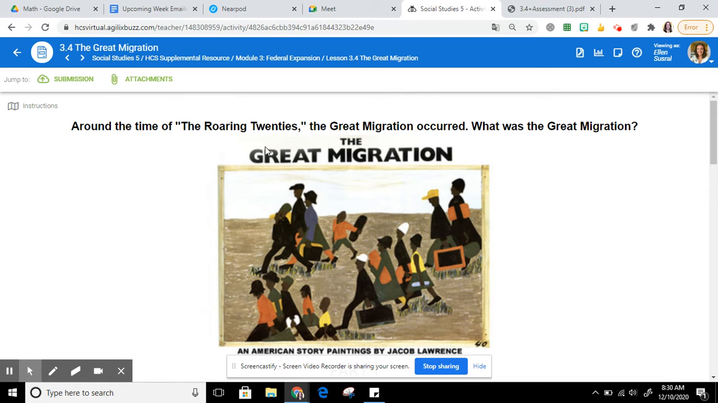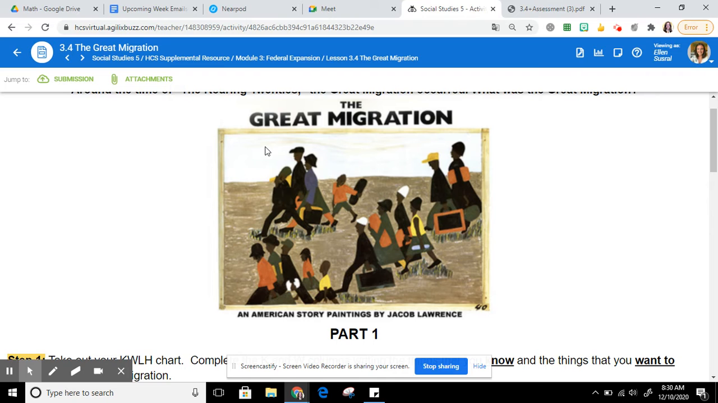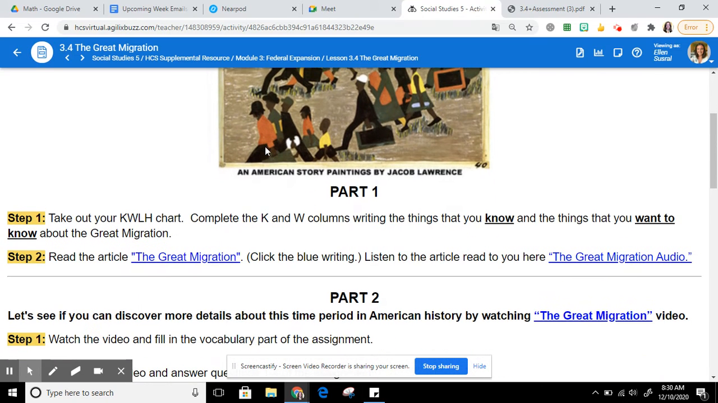So around the time of the Roaring 20s, the Great Migration occurred. You're going to be exploring what the Great Migration was. You've got an image here to get you started. And then you've got part one. Part one has two steps.